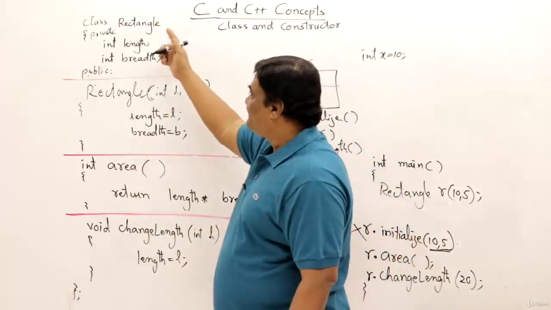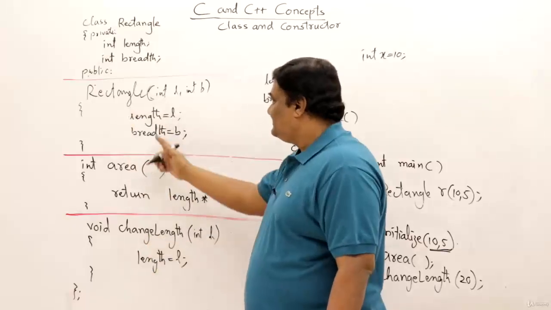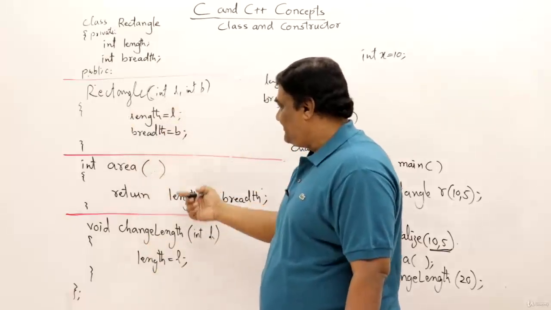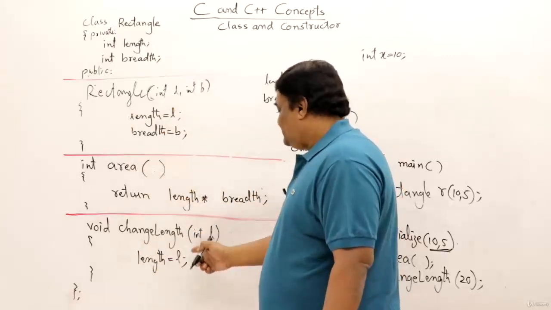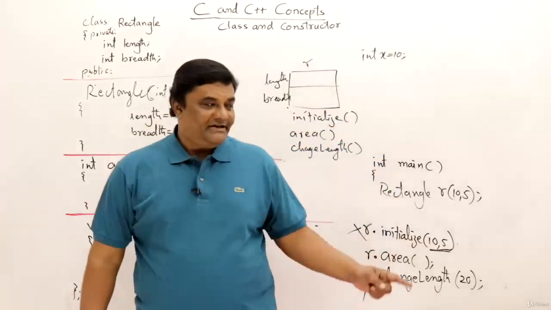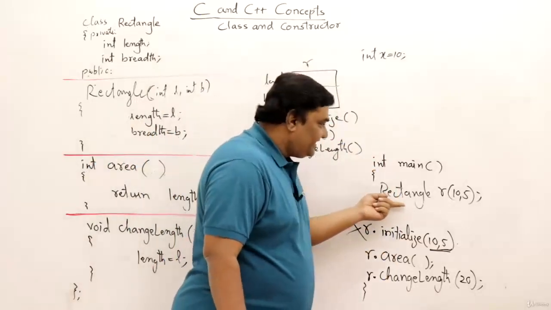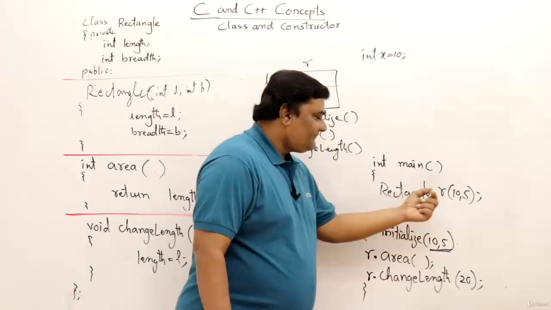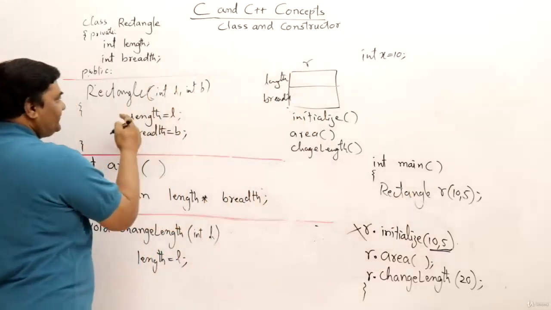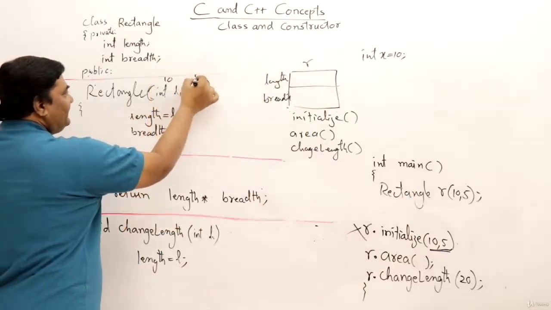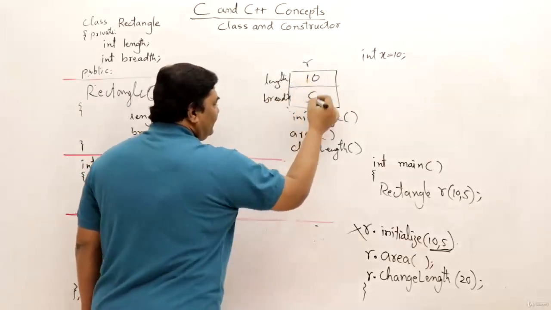Now let us look at the class once again. The Rectangle class has private members and public member functions. There's a constructor which is initializing the members, an area function which returns the result by calculating length and breadth, and change length. Now these functions are being called here. So let us see the working now. Once we create an object of rectangle by passing 10, 5, then the object is created like this and automatically this function is called. This will take 10 and this will take 5. So it will assign 10 and 5. So 10 and 5 are assigned.